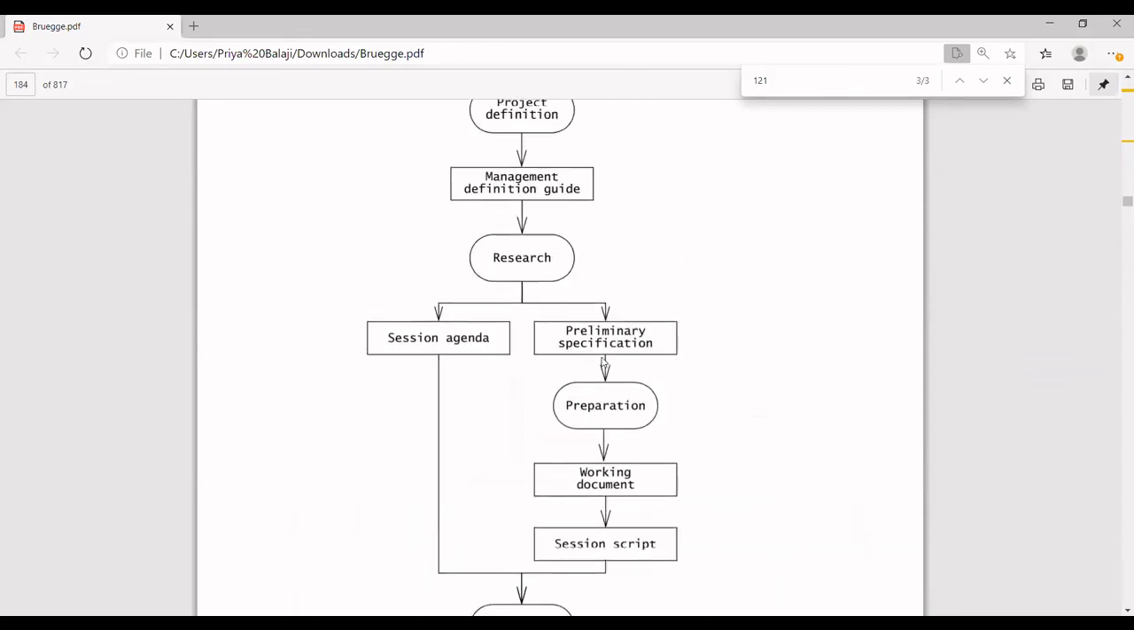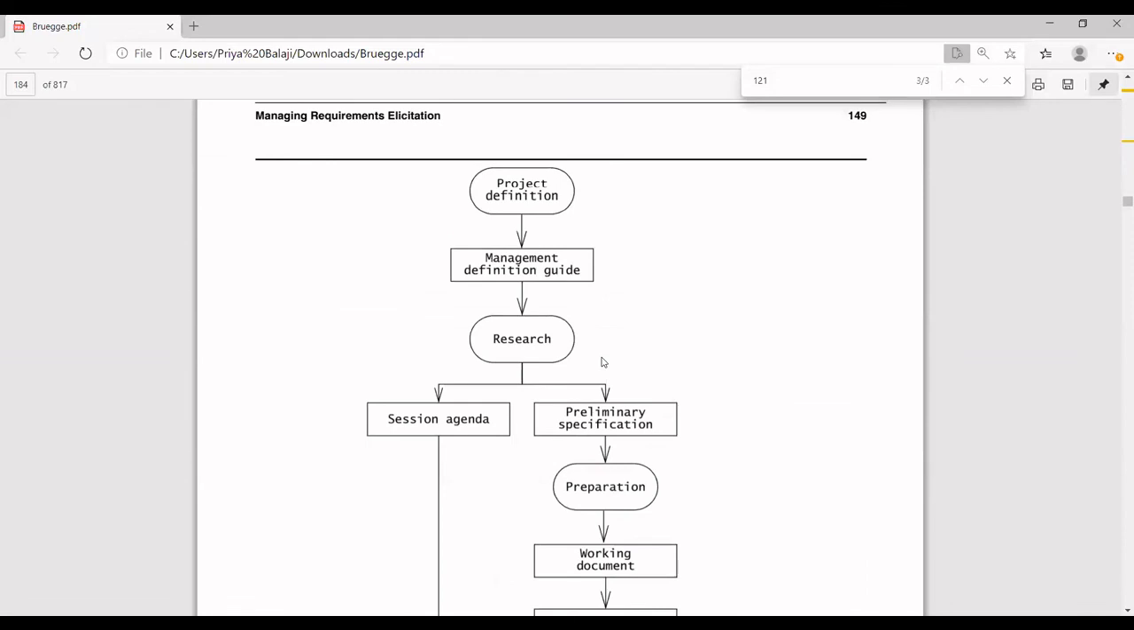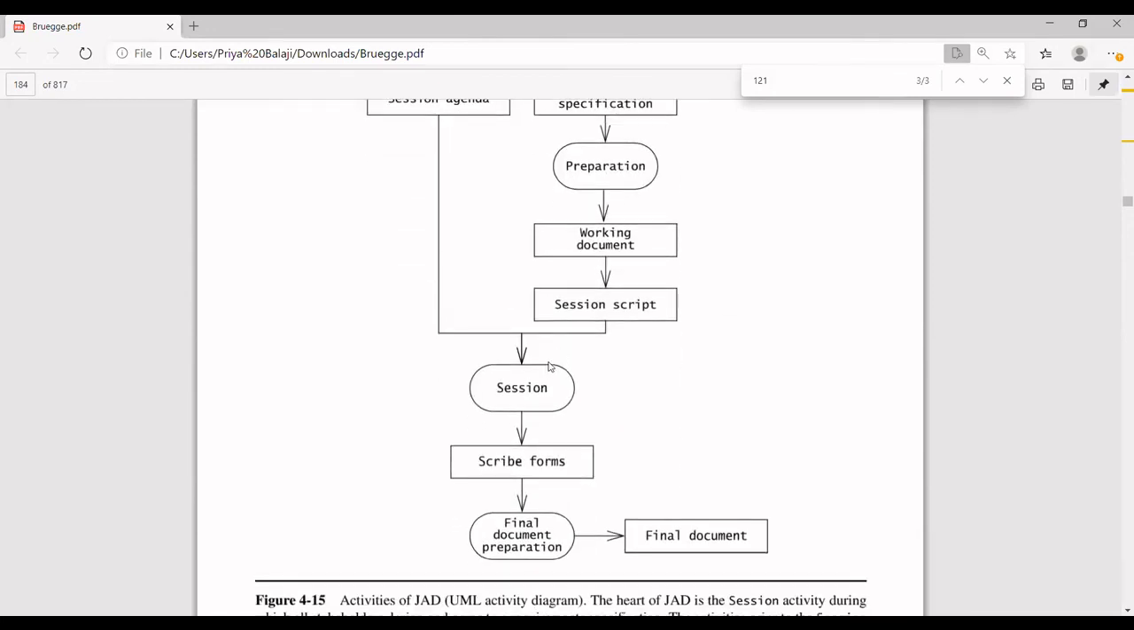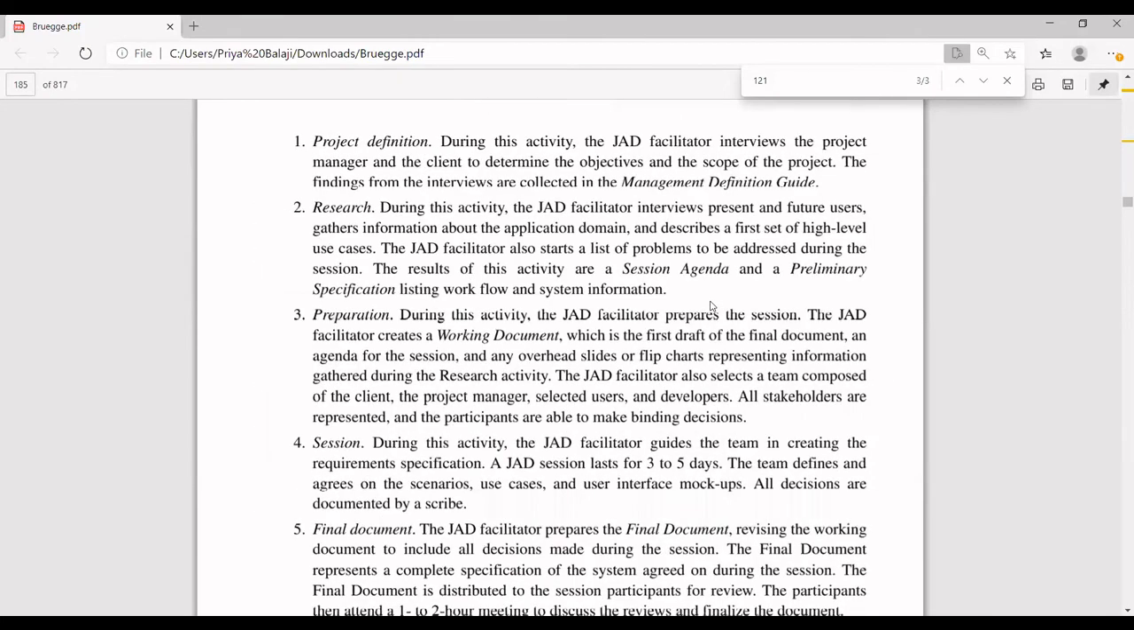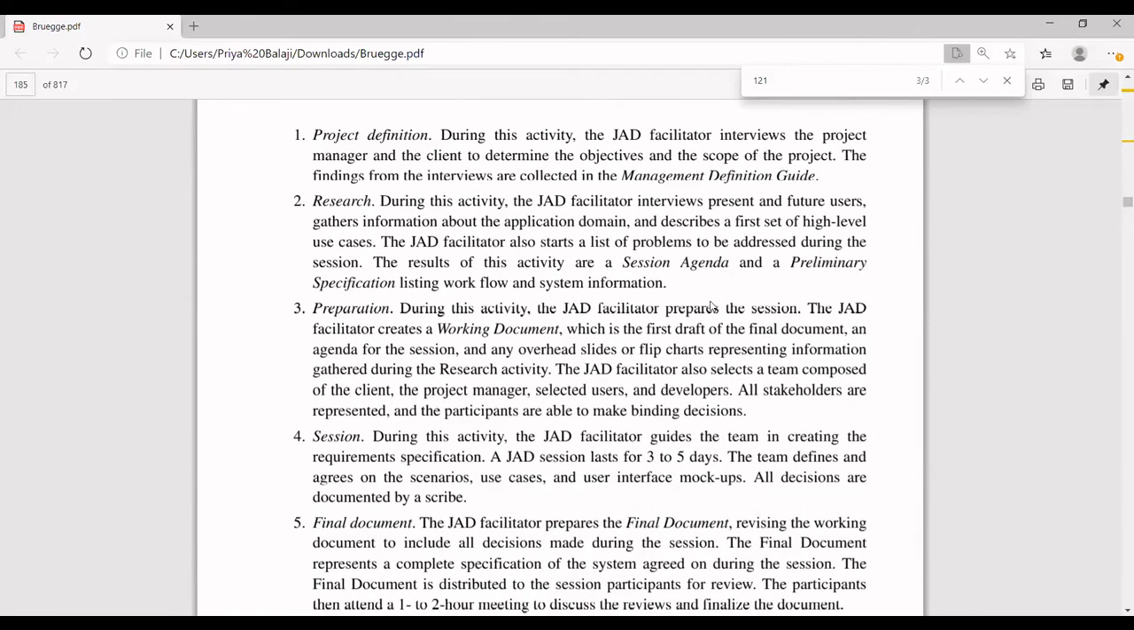So there are totally 5 sessions or 5 activities. The first one is project definition, second is research, third is preparation, fourth is session, and fifth is final document preparation. So these are the 5 different activities that happen in your JAD. So who all are going to be involved in your JAD?